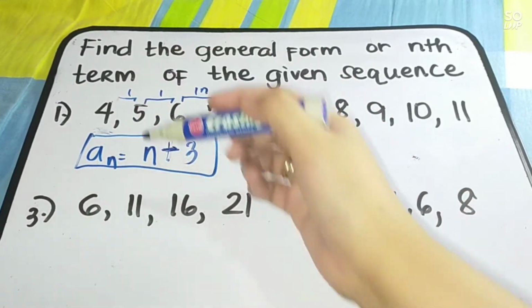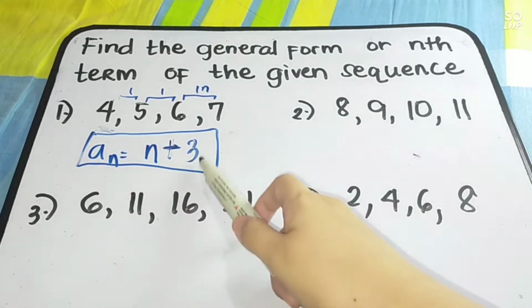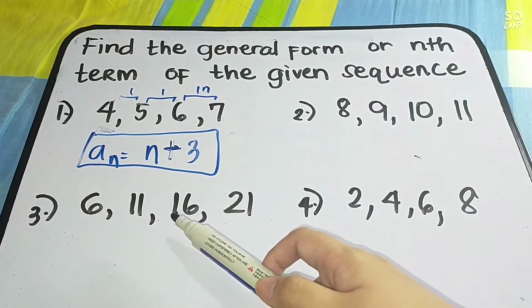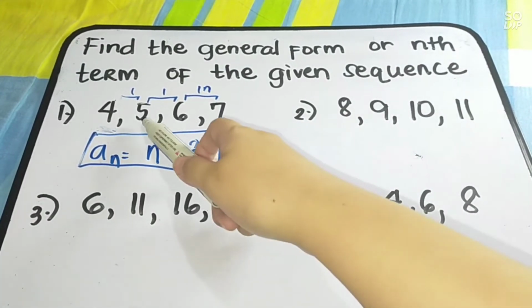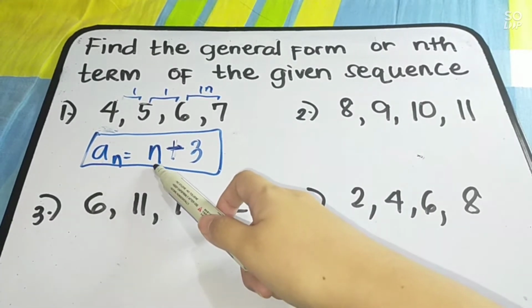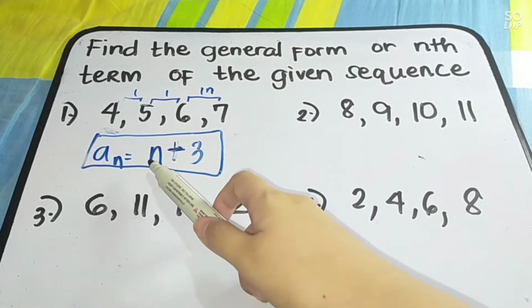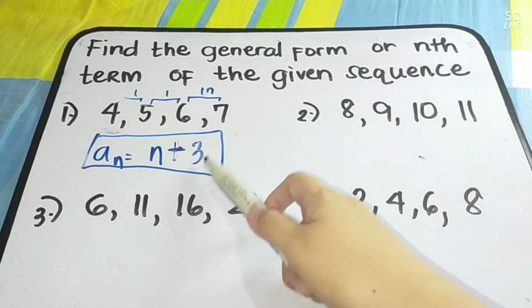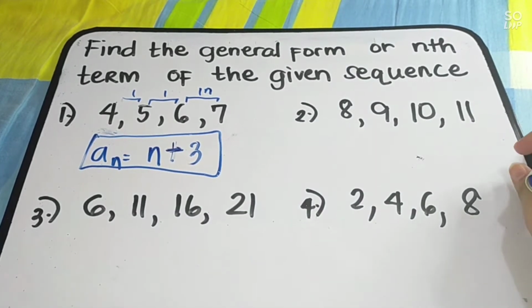Ganun lang kasimple. So, tingnan niyo. If I will change this one as 1, 1 plus 3, the answer is 4. Correct? If I will change this as 2 for the second term, 2 plus 3, the answer is 5. Correct? If I will change this as 3 for the third term, 3 plus 3, the answer is 6. Correct? And if I will change this as 4, 4 plus 3, the answer is 7. Okay? Ganun lang kasimple.